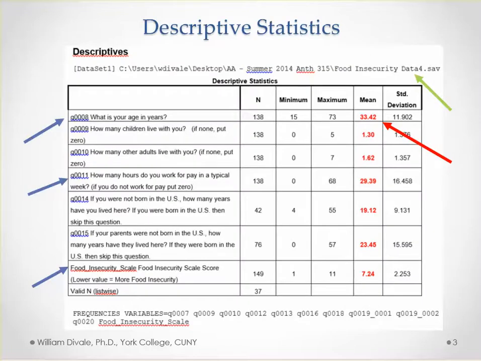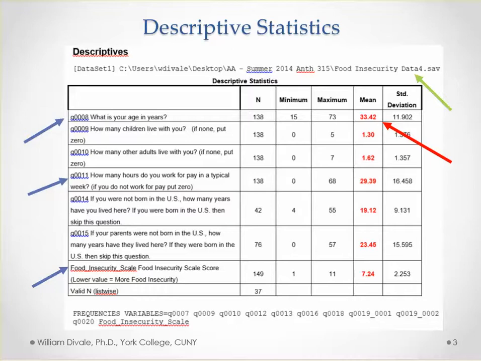Okay, now, descriptive statistics. Descriptive statistics are used when you have interval level data or high ordinal data. In other words, when your data covers a series of measurements. For example, look at the first row on that table. What is your age in years? That's an example of interval data where it can vary literally infinitely.